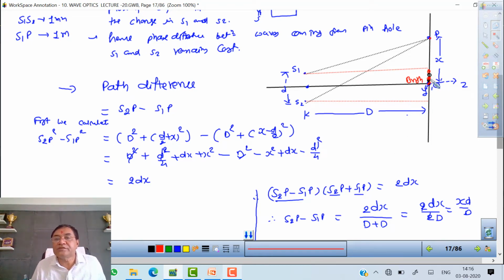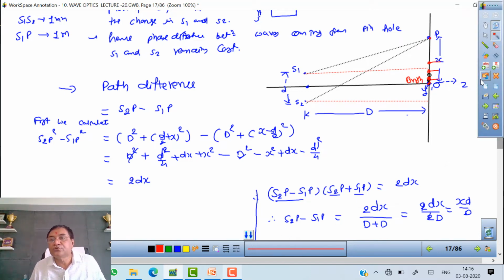Now we want to find the distance between these two. Or the distance between two dark fringes, or the distance between two bright fringes, we want to calculate. Okay, you want to find it out.